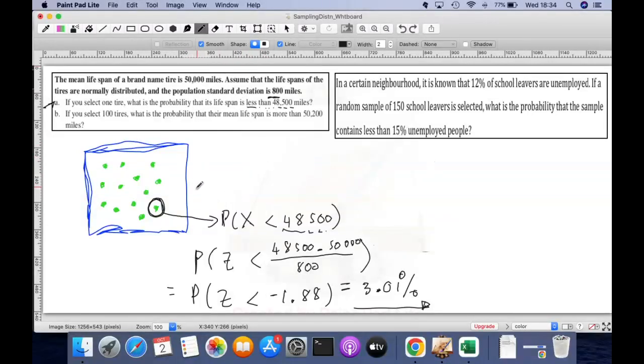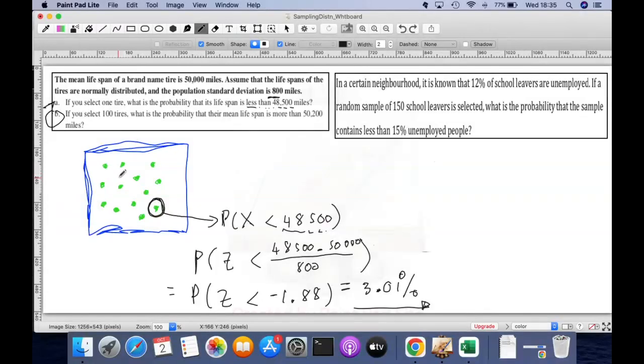All right. So the first scenario for question A is, I, as an inspector, went into the factory and grabbed one tire. And I want to know what is the chance that this one tire has a lifespan of less than 48,500. The next scenario, and this is question B now. Instead of grabbing one tire, I grab 100 of them.